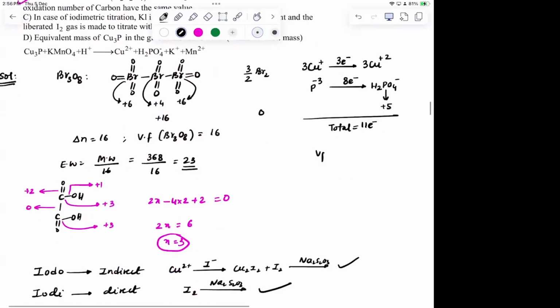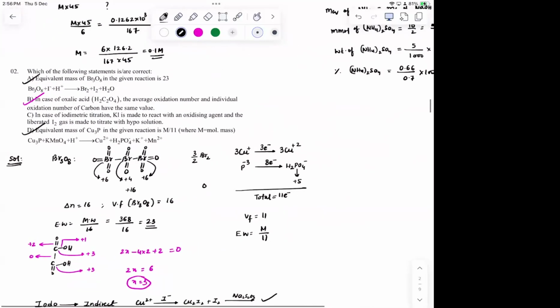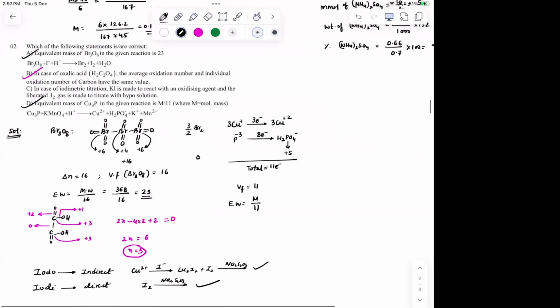So what will be the valency factor? Valency factor is 11. So equivalent weight will be equal to molecular weight by 11. So that is also correct. So D is correct. Please check the question, everyone. I hope all of you got that.